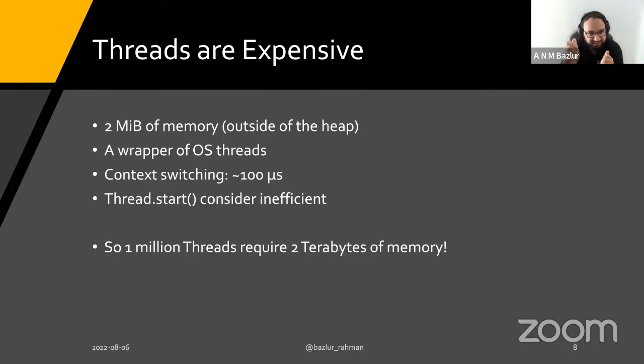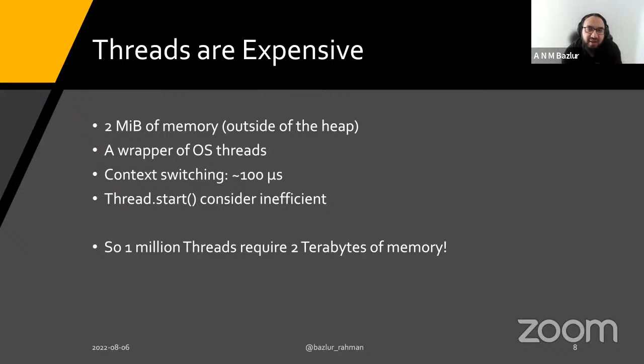So that's a huge deal, and that means if you want to create a lot of threads, you'll probably run out of memory. For example, if you want to create a million threads with the traditional threading model, you need around 2 terabytes of memory. That's a huge amount of memory, right? That's a huge amount of memory required outside of our heap.